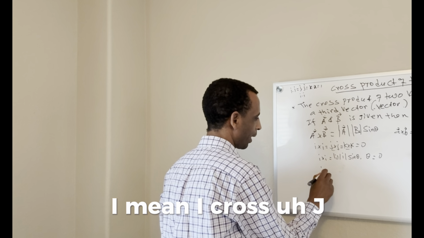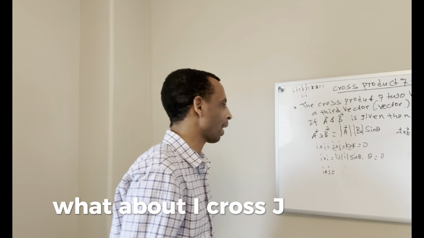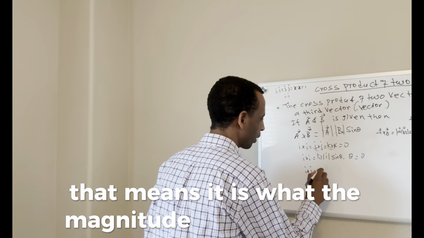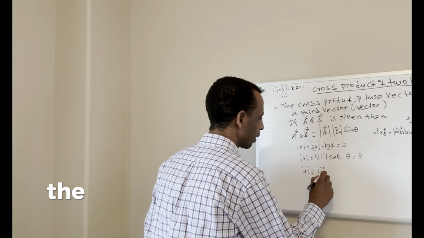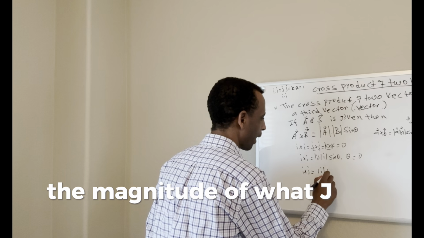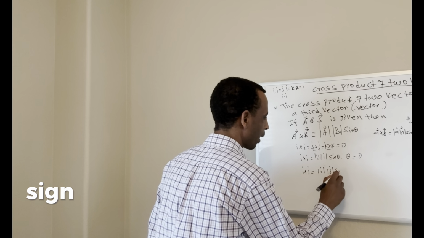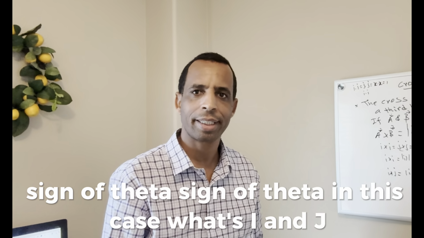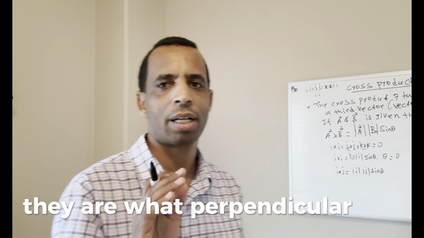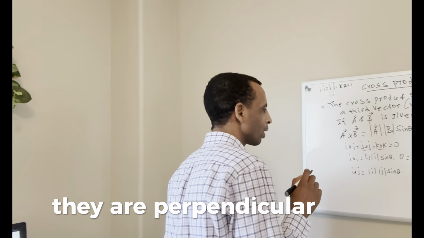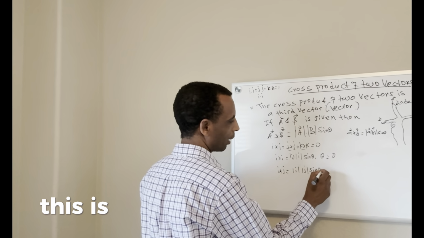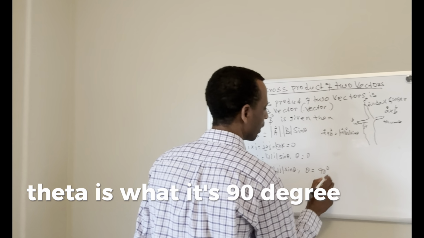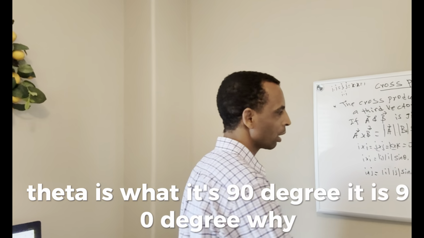I cross J. What about I cross J? That means it is the magnitude of I times the magnitude of J times sine of theta. In this case, what are I and J? They are perpendicular. So in this case, what is theta? Theta is 90 degrees.